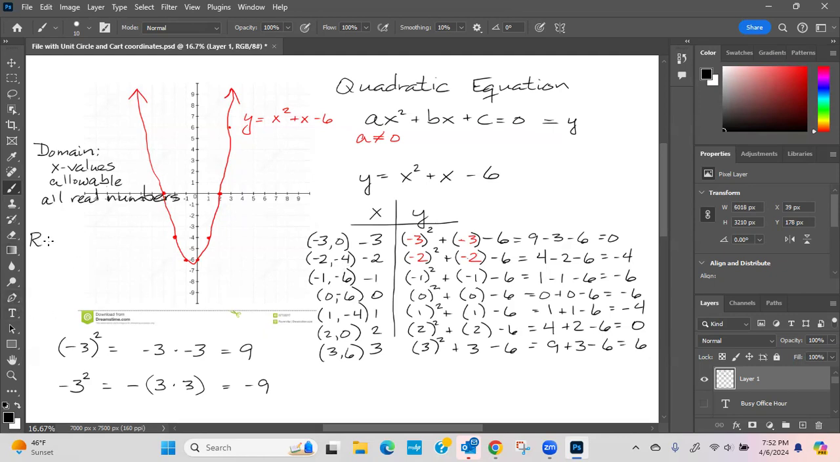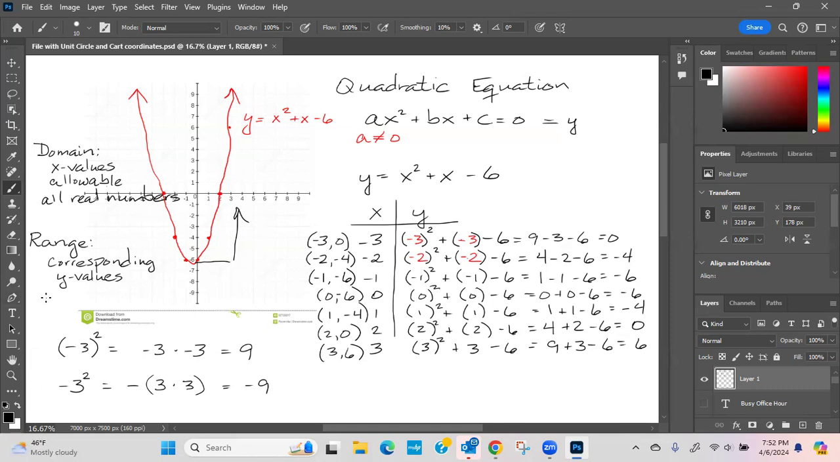And then they will ask for the range. And the range are the corresponding y values. Meaning, what are the y values that show up on our graph? In this case, notice we had a y down here a little below -6, and everything else is above that, as far as the graph goes. Once you have it graphed, it's pretty easy to see the range.